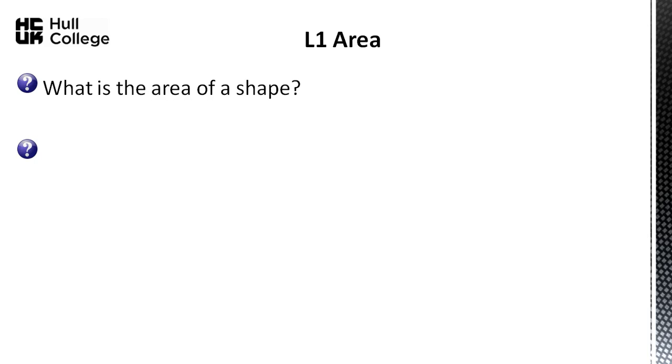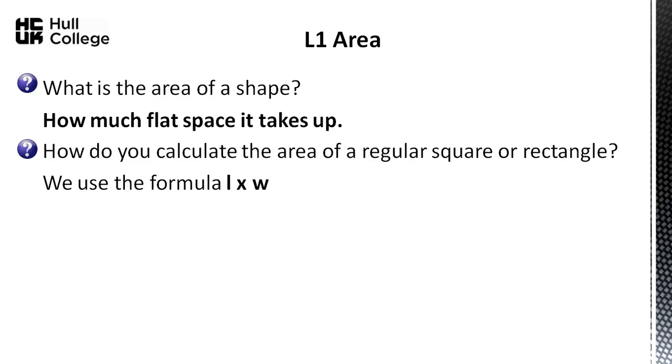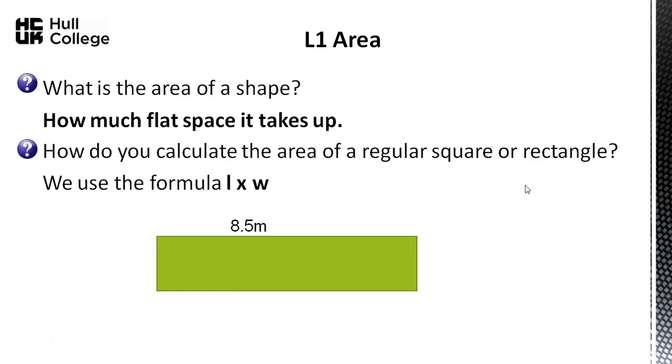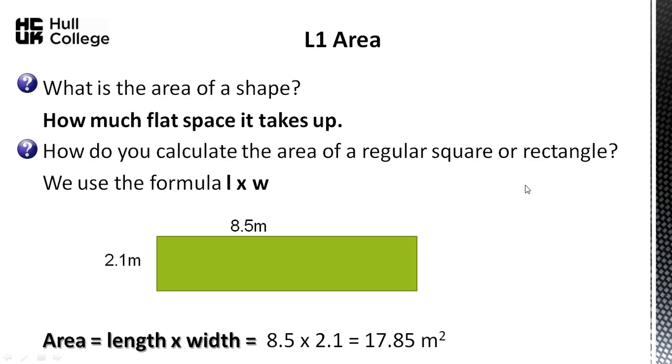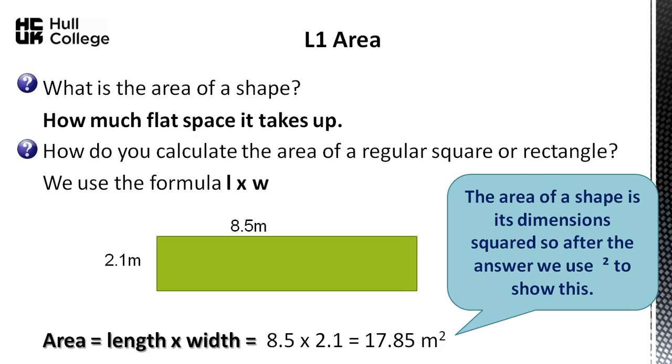What is the area of a shape? How much flat space it takes up? How do you calculate the area of a regular square or rectangle? We use the formula length times width. So if you have a length of 8.5 and a width of 2.1, the area equals length times width, so 8.5 times 2.1 is 17.85 metres squared. The area of a shape is its dimensions squared, so after the answer we use a 2 to show this.